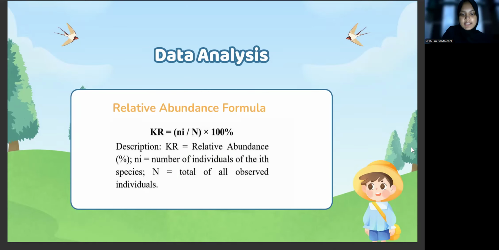Next, data analysis. This formula is used to calculate the relative abundance of each insect species. Na represents the number of individuals of a species, while N represents the total number of observed individuals. The result is multiplied by 100% to obtain the percentage abundance of each species.